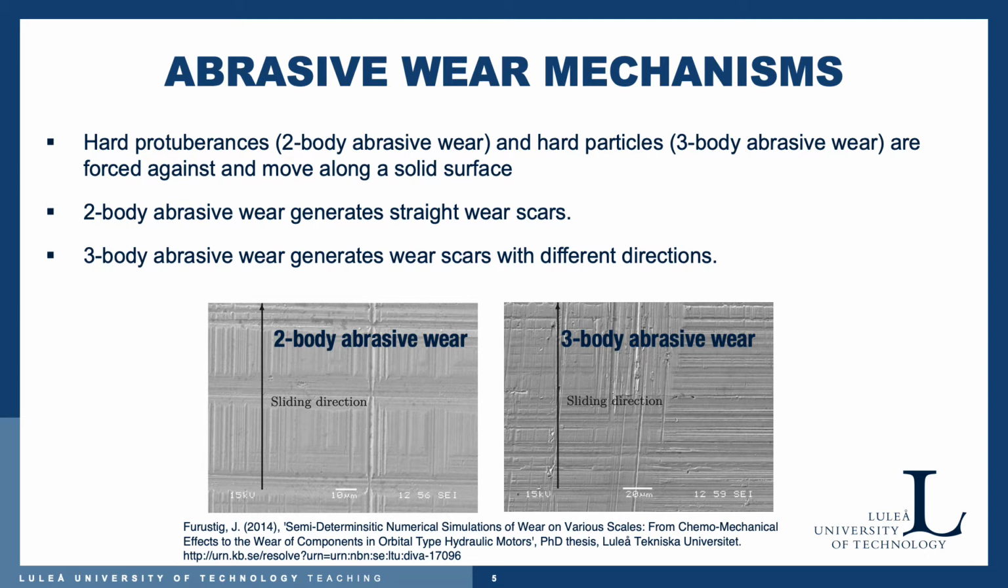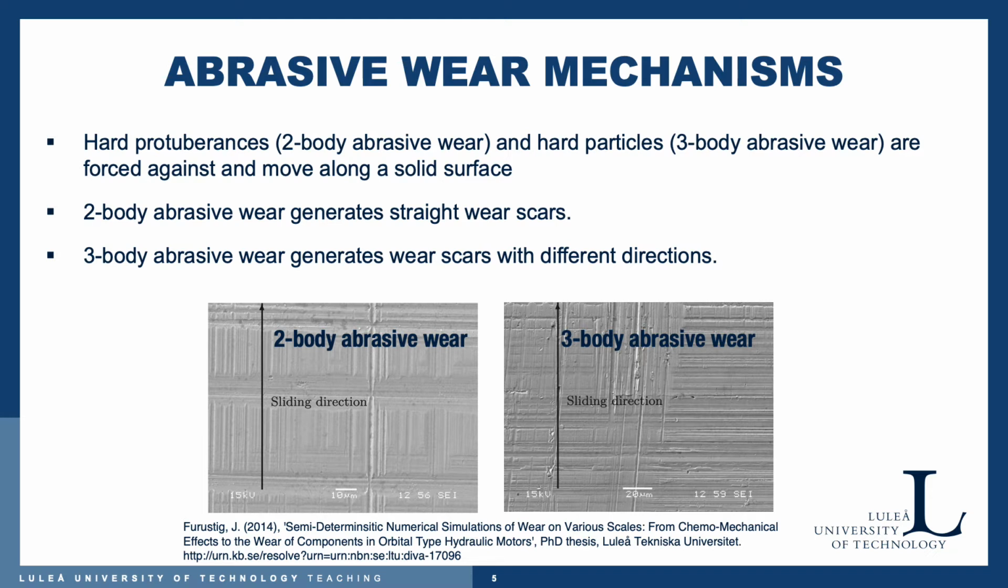So in both two-body and three-body abrasive wear, we have these hard protuberances and particles that are forced against and move along a solid surface as they slide relative to each other. Two-body abrasive wear generates straight wear scars, as we can see here on the image that we saw before. Also for adhesive wear, because we have both mechanisms at this type of surface, and the image is again taken from Joel Furustig's PhD thesis.